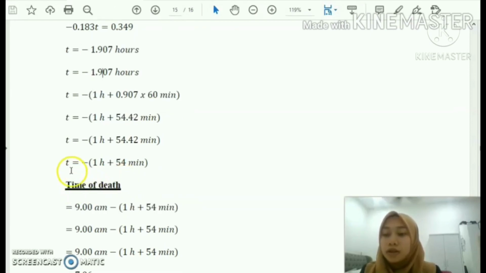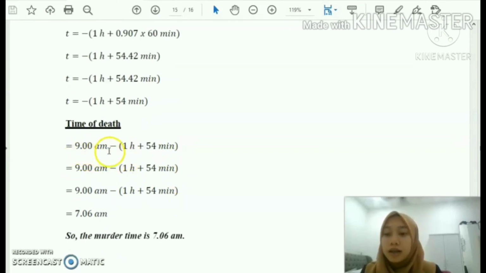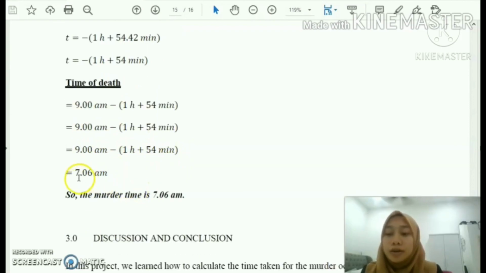So the time is negative 1 hour plus 54 minutes. We need to find the time of that from 9 AM, the initial one. So 9 AM minus 1 hour 54 minutes, we will get 7:06 AM. So the murder time is around 7:06 AM. So that's all for me.